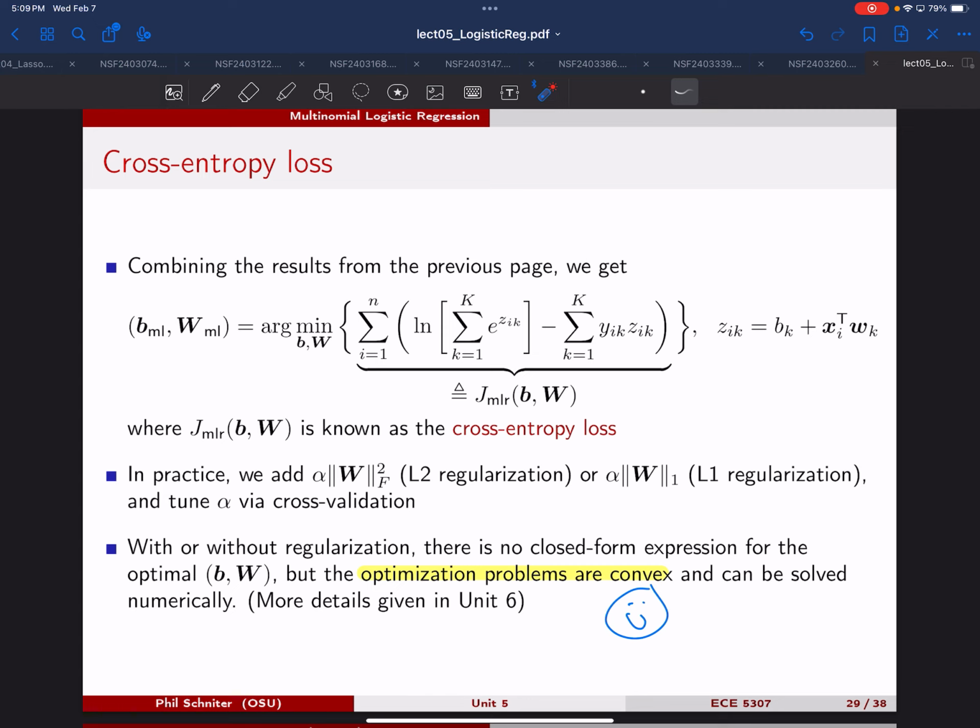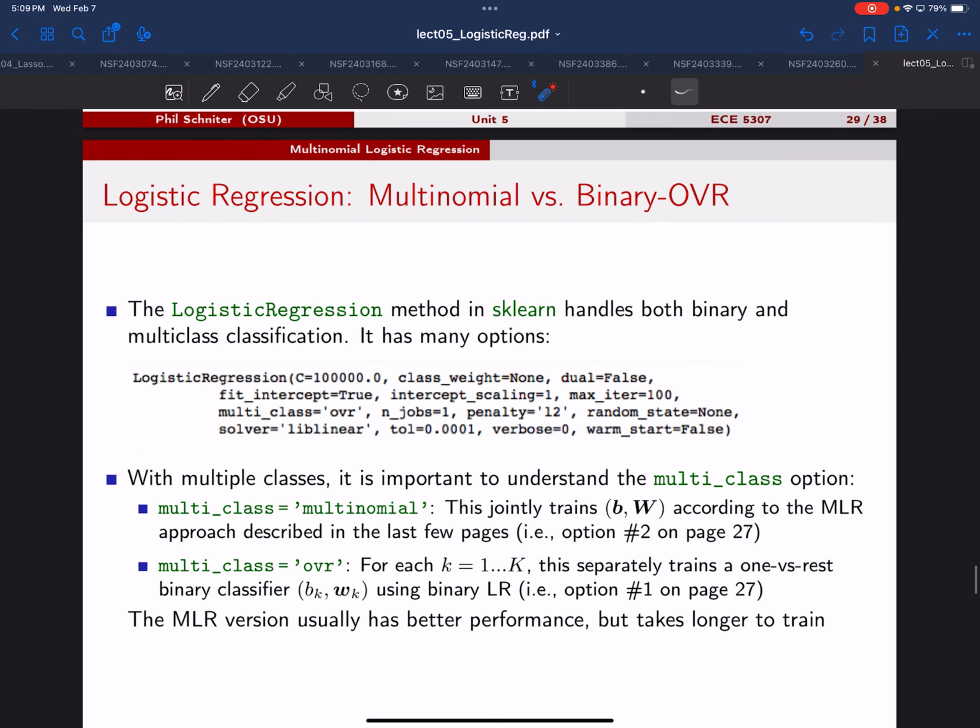Okay, any questions? All right, so the very last thing I want to say is that looking back at scikit-learn, there is multi_class as an option, and that is where you specify which of these two training procedures you want to do. If you put multi_class equals multinomial, that jointly trains b and W according to the approach we just described in the last few pages. If you take multi_class as OVR, then it separately trains a one-versus-rest binary classifier for each class using binary logistic regression that we talked about several pages back. Okay, so that is really it. You can try both. You can do cross validation or whatever, but typically the more expensive one, multinomial, works a bit better, but it runs slower. So that's all for today.